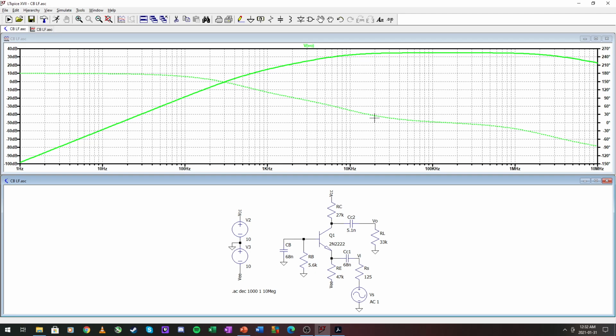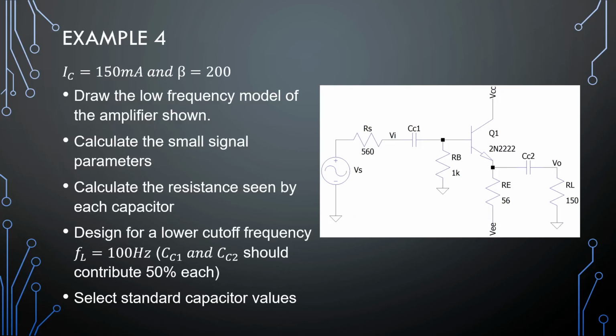Right, on to the common collector problem. Right, here is our common collector, and it's biased at 150 milliamperes. And we need to design for 100 Hertz, and CC1 and CC2 should contribute 50% each, so 50 Hertz on each capacitor. So here we only have the 2.